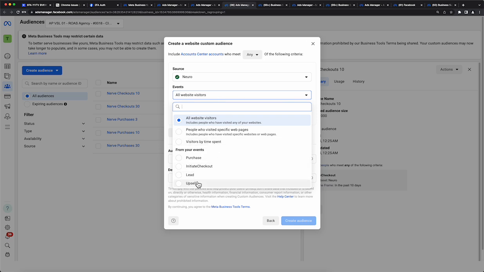So I do that, right? And I could play around with upsell. Now, with the upsell, what that's going to help with, if we build off lookalikes based off the upsell, is it's going to help with AOV, right?